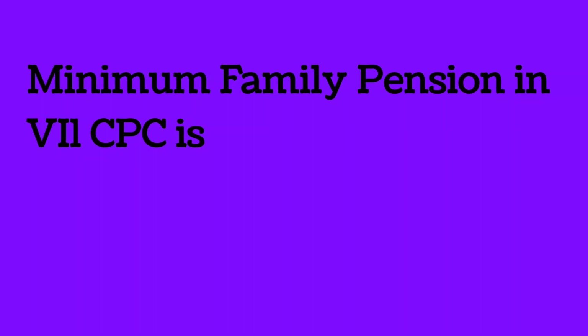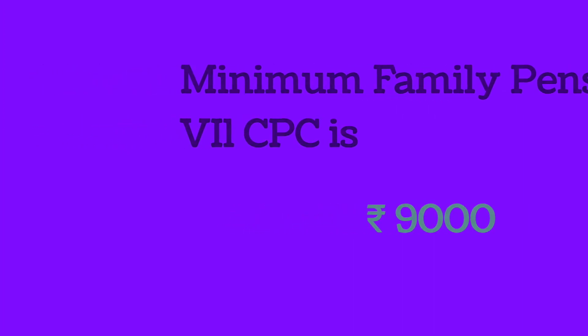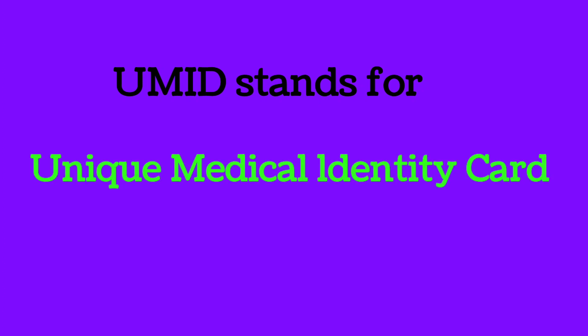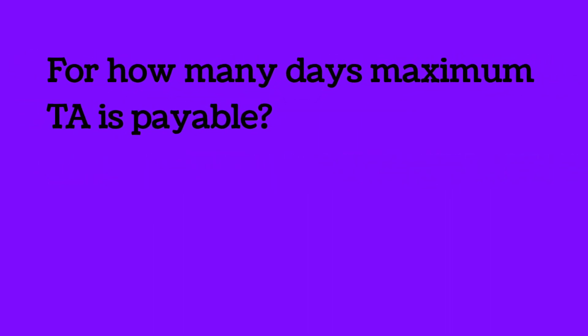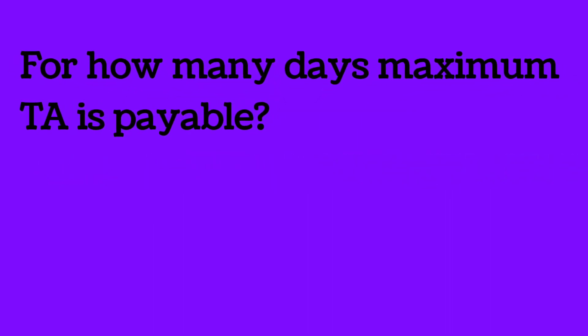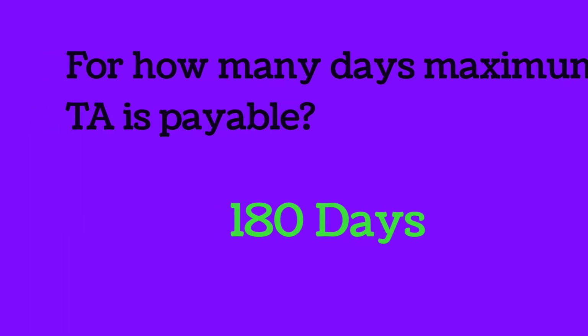Minimum family pension in 7th CPC is rupees 9,000. UMID stands for Unique Medical Identity Card. For how many days maximum is TA payable? That is 180 days.